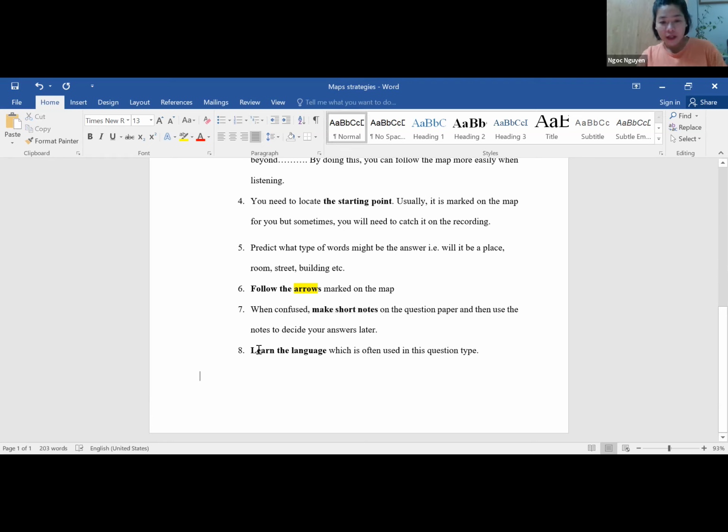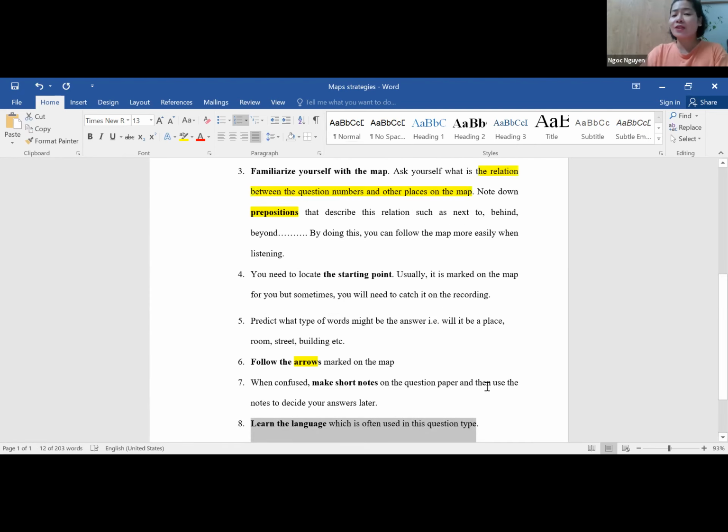And finally, learn the language which is often used in this question type. Group number 1 mentioned the necessary language. It's almost impossible for you to complete a task without the specific language needed for that task. So yes, these are the strategies.